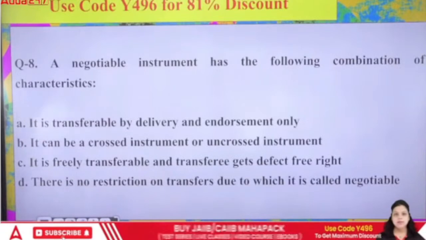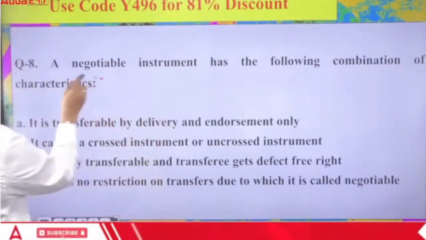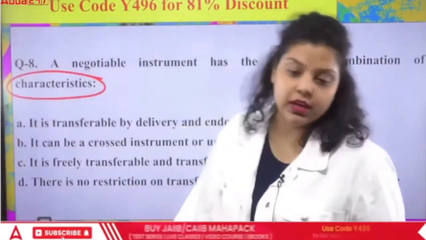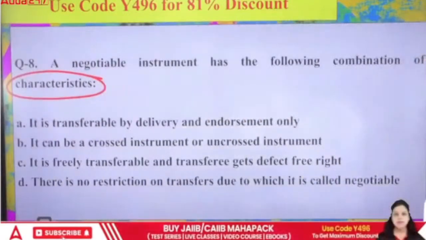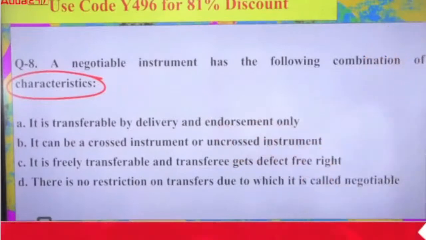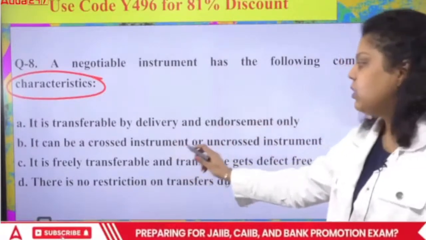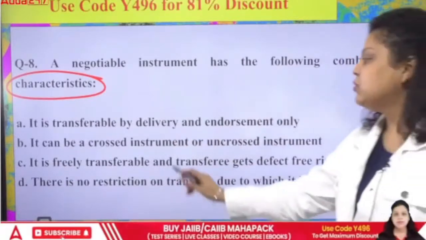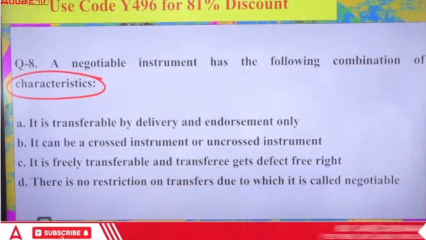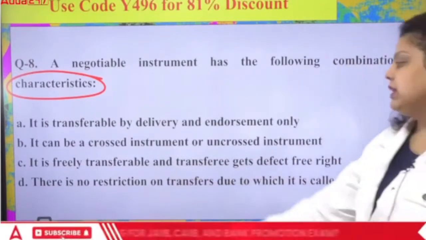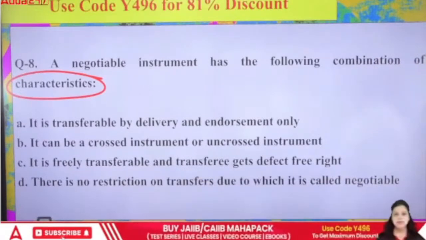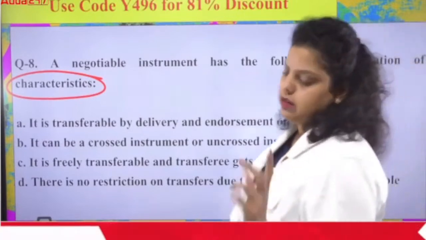A negotiable instrument has the following combination of characteristics. First, it is transferable by delivery and endorsement only. Second, it can be a crossed instrument or an uncrossed instrument. Third, it is freely transferable and the transferee gets a defect-free right. Fourth, there is no restriction on transfer, due to which it is called negotiable. So which of the following is correct?